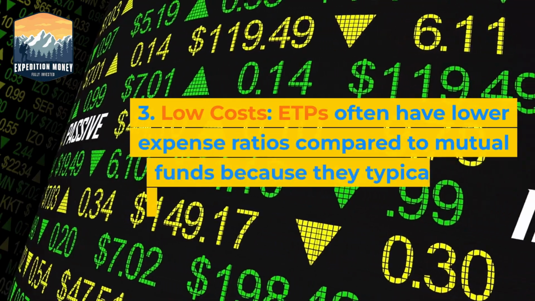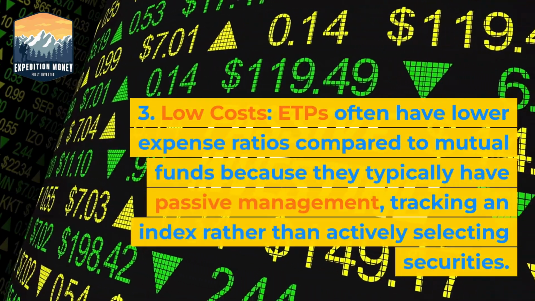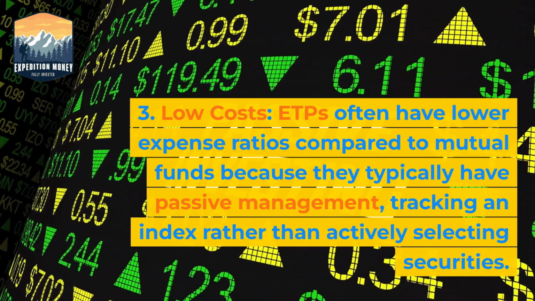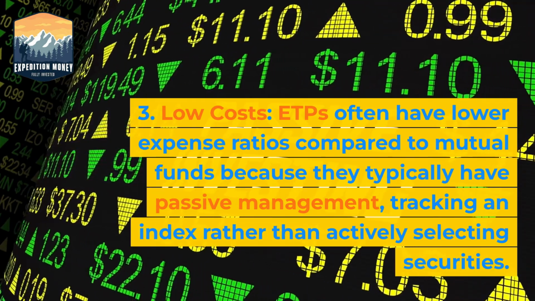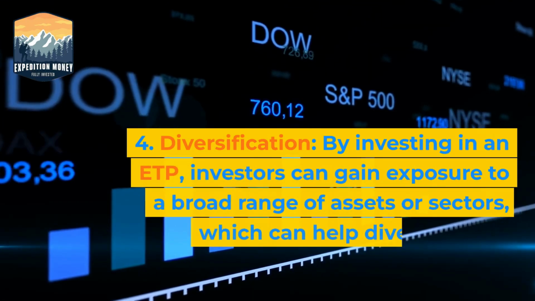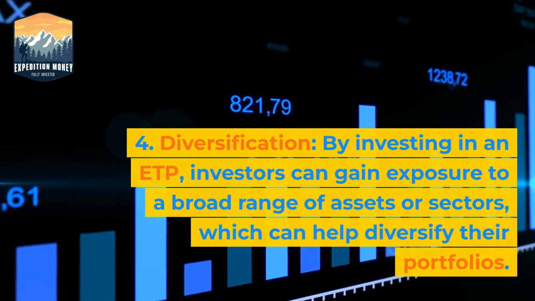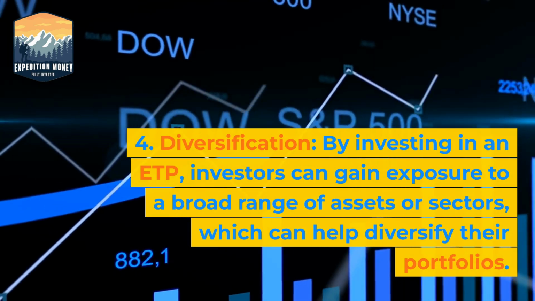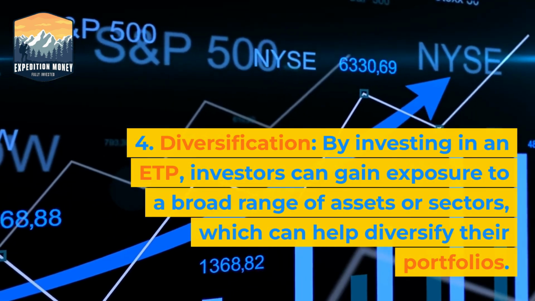3. Low cost. ETPs often have lower expense ratios compared to mutual funds because they typically have passive management, tracking an index rather than actively selecting securities. 4. Diversification. By investing in an ETP, investors can gain exposure to a broad range of assets or sectors, which can help diversify their portfolios.